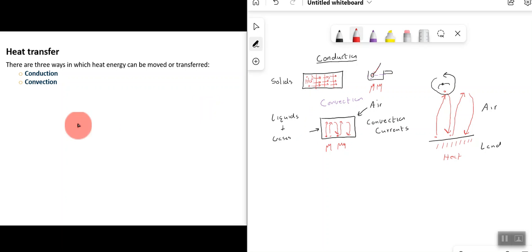And then the last form is what's known as radiation. This is what happens, for example, with the sun.